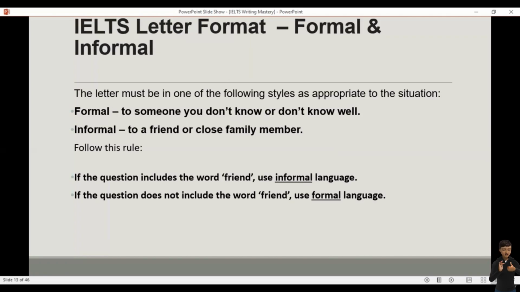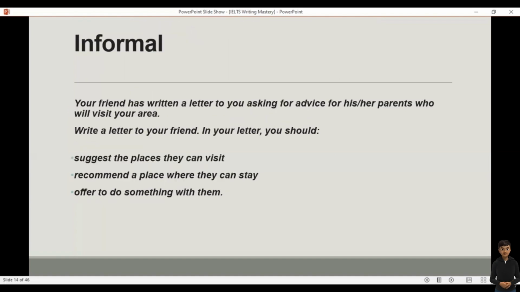For the IELTS letter format, we have different types, formal and informal. The letter must be in one of the following styles, as appropriate to the situation. Formal is to someone you don't know or don't know well. Informal is to write a letter to a friend or a close family member. You have to follow this rule: if the question includes the word friend, use informal language, and if the question does not include the word friend, use formal language.